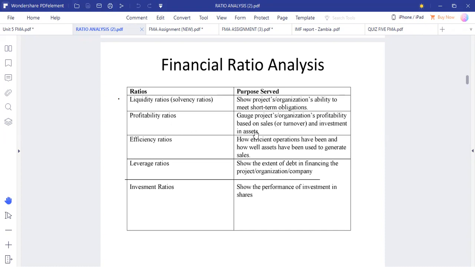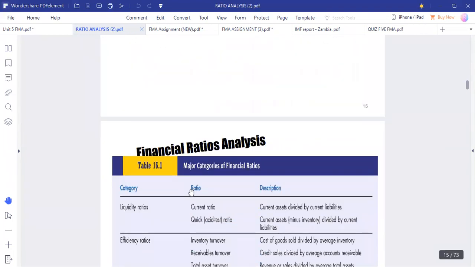It's what we call profitability ratios, which is used to gauge a firm's what? Profitability. We have what we call efficiency ratios, which look at how well we're using our resources to generate what? To generate our sales. Then we also have leverage ratios, which look at the extent to which we are financed by debt, and the investment ratios, which are also called shareholders ratios, are looking at the performance of the shares. All right. So we go down to the specific ratios themselves.